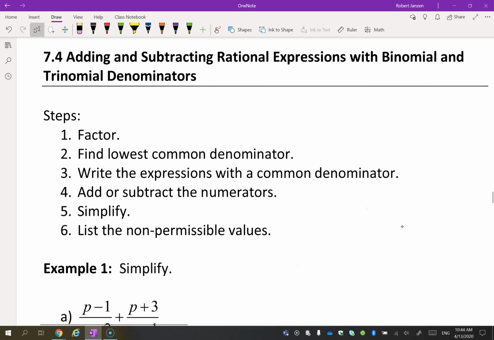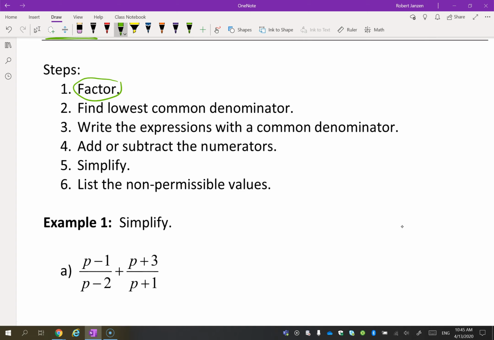Alright, we're going to continue with adding and subtracting rational expressions, but this time we're going to throw some binomials in the denominator. And actually trinomials as well, but the trinomials will be able to be factored and they'll turn into binomials. Okay, the steps are the same. The difference here is you will have to factor first whenever possible.